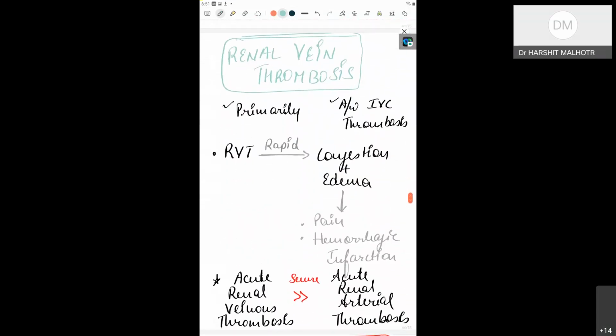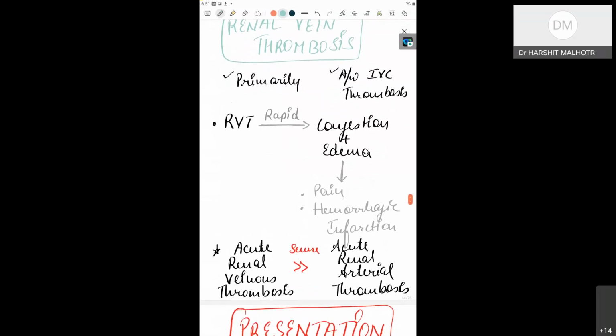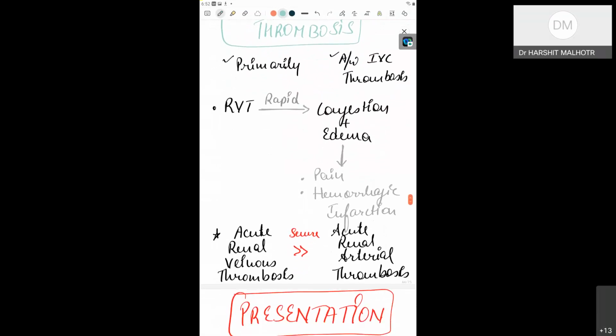Now going to the renal vein thrombosis, it can be primary or it can be associated with IVC thrombosis. In a case of renal vein thrombosis which is rapid, there is congestion and edema because there is no outflow. Because of congestion and edema, there is pain. Pain is because of the distension of the renal capsule. And because of the congestion and increased pressure, a hemorrhagic infarction can take place.